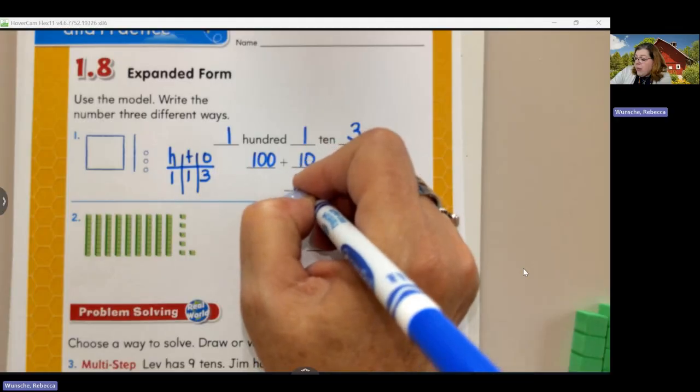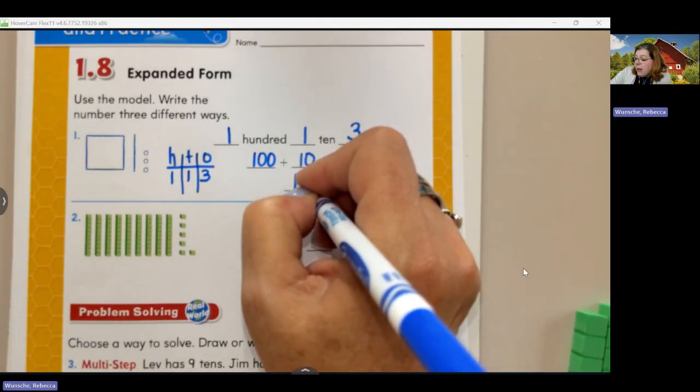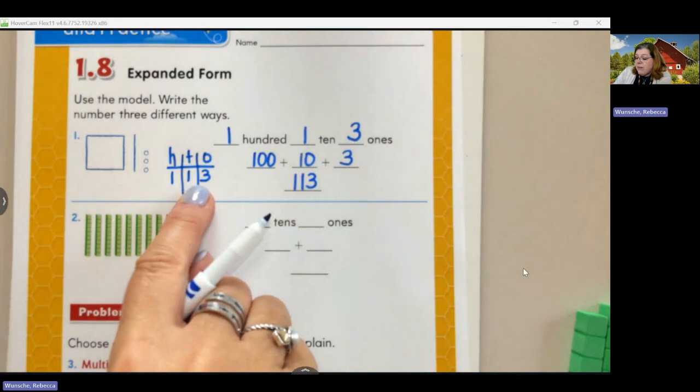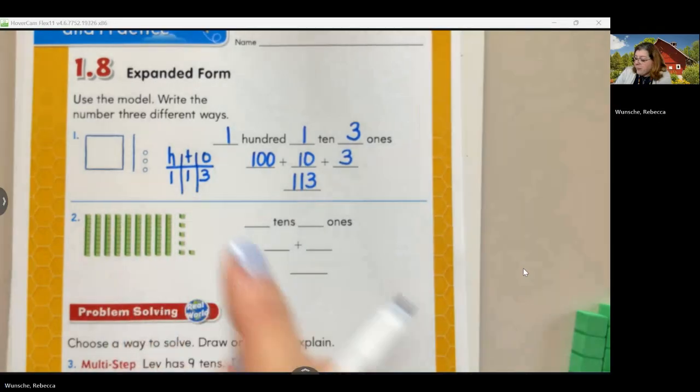That's the number that was represented by my model. And it shows itself to me like magic when I put it into my HTO chart, my place value chart.